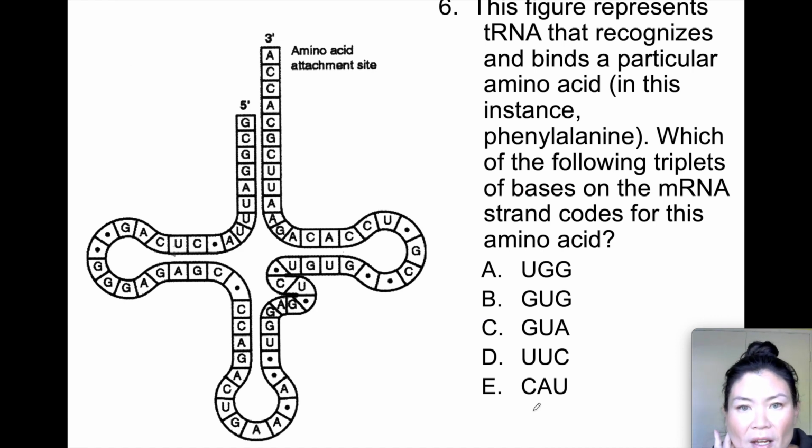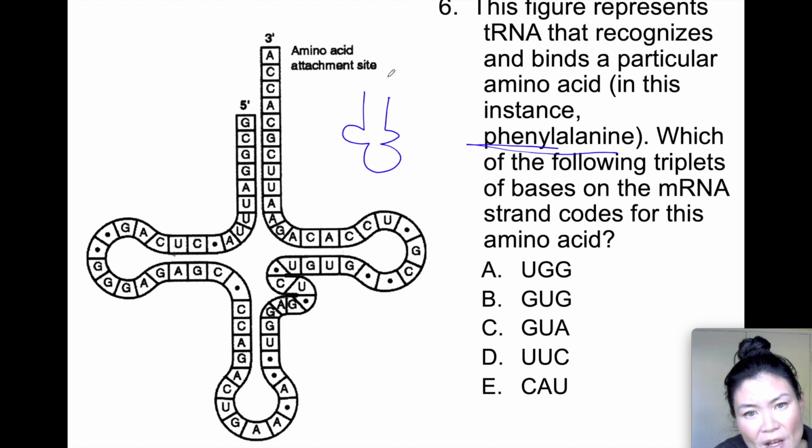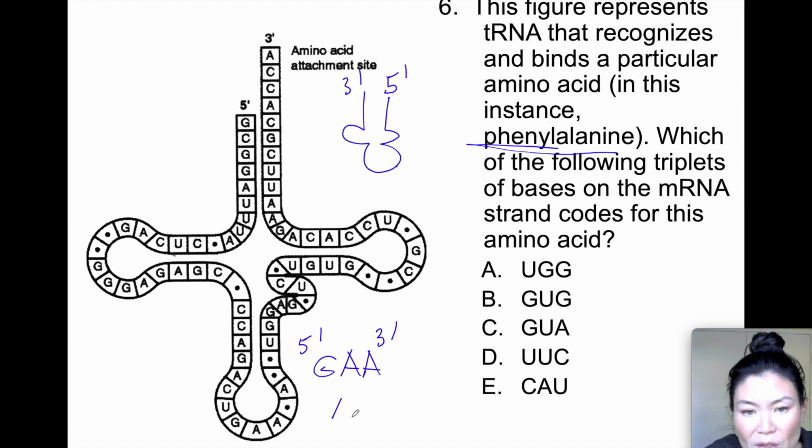All right, you guys, this is a tRNA. This figure represents the tRNA that recognizes and binds a particular amino acid, in this instance, phenylalanine, okay? Which of the following triplets of bases on the mRNA strand codes for this amino acid, okay? This is kind of a tricky one because they kind of flip this tRNA. We've been seeing the tRNA like this, where this is the 5' end and this is the 3' end, and this is the way that we read the anticodon from 3 to 5, right? We've been reading the anticodon from 3 to 5, but this is showing from 5 to 3, okay? So if this is 5 to 3, GAA, then the 3 to 5 is AAG. So it's asking you guys, what is the codon then to AAG? It's going to be UUC, so the answer is D, okay?